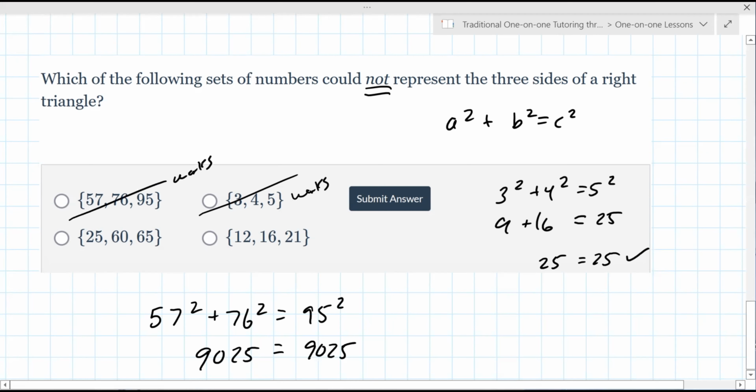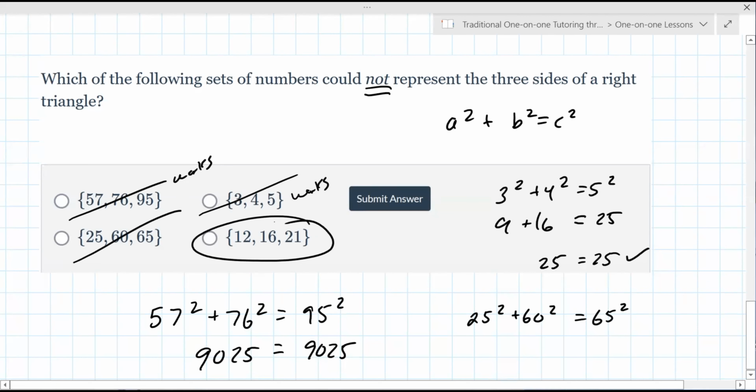Okay. Now, the nice thing about multiple choices is that if, let's say we do 25, 16, 65, if that works, we know the answer is this one on the right. Or if we get 25, 60, and 65, if that works, then we can just immediately be like, okay, we're done here. So let's try it. Let's try 25 squared plus 60 squared. Does that equal 65 squared? Yeah. This one does work as well. So this is clearly the correct answer.